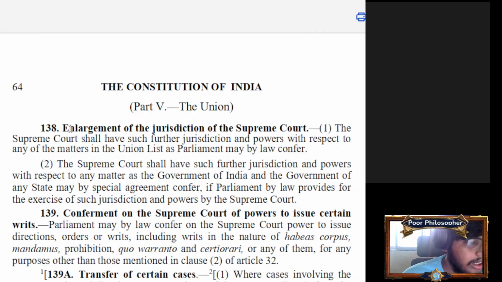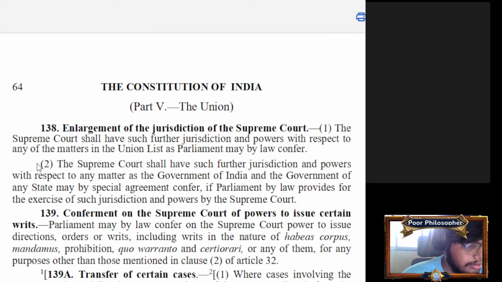Article 138. Enlargement of the jurisdiction of the Supreme Court. The Supreme Court shall have such further jurisdiction and powers with respect to any of the matters in the Union List as Parliament by law may confer.